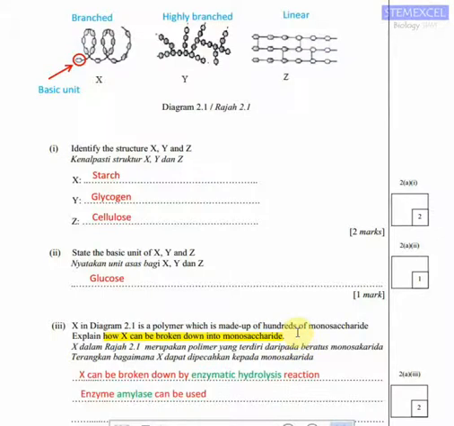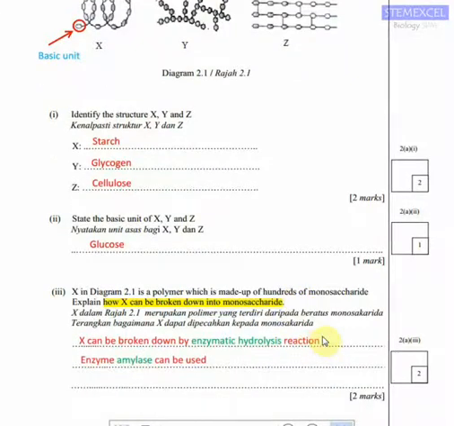So you first can say what is the process. The process to break down X is known as the enzymatic hydrolysis reaction. So that will be your point number 1. And the second point would be to name the enzyme. So amylase would be one very good example to state here, that the enzyme amylase can be used to break down this starch.